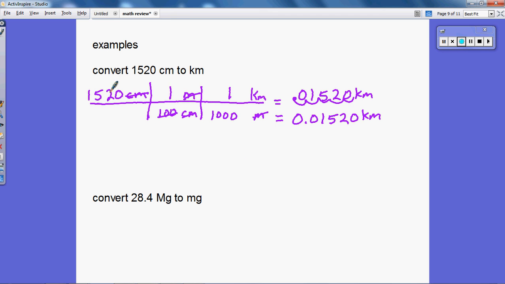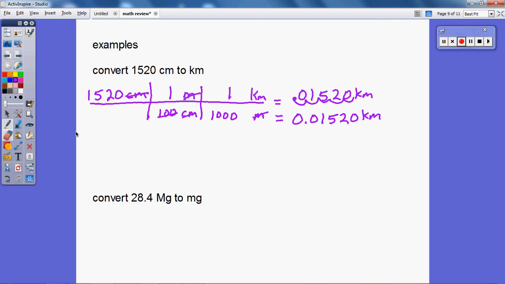This is probably not a conversion you're actually going to do, because that's a terrible number. We would much rather deal with 1,500 centimeters than this number of kilometers. However, the point is this methodology. So that's a very traditional way to do it.